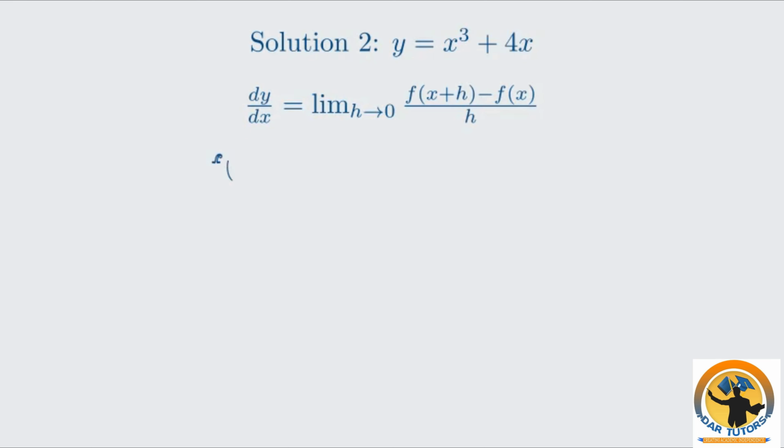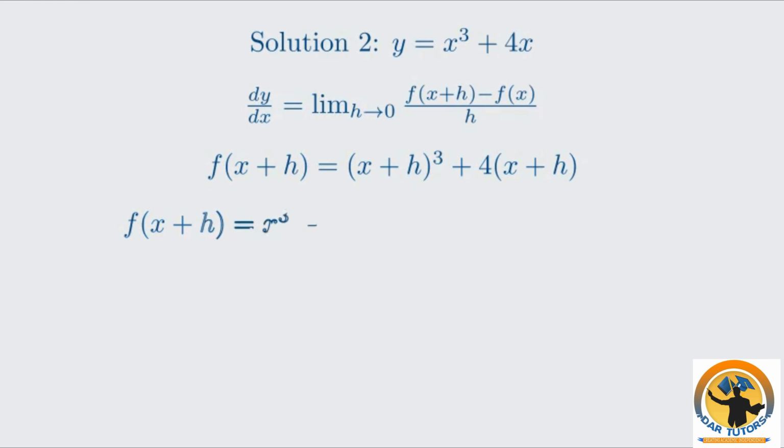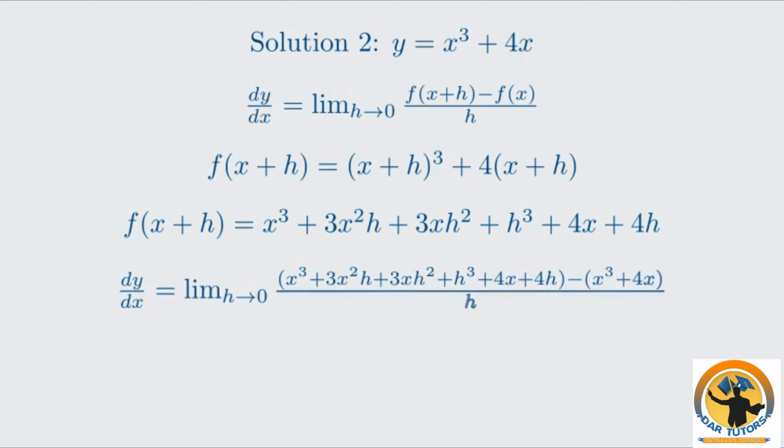Here is the solution for question 2. We use the Leibniz notation. f of x plus h is (x plus h) cubed plus 4 times (x plus h). Expanding this gives x cubed plus 3x squared h plus 3xh squared plus h cubed plus 4x plus 4h. Substituting into the limit formula, the x cubed and 4x terms cancel.